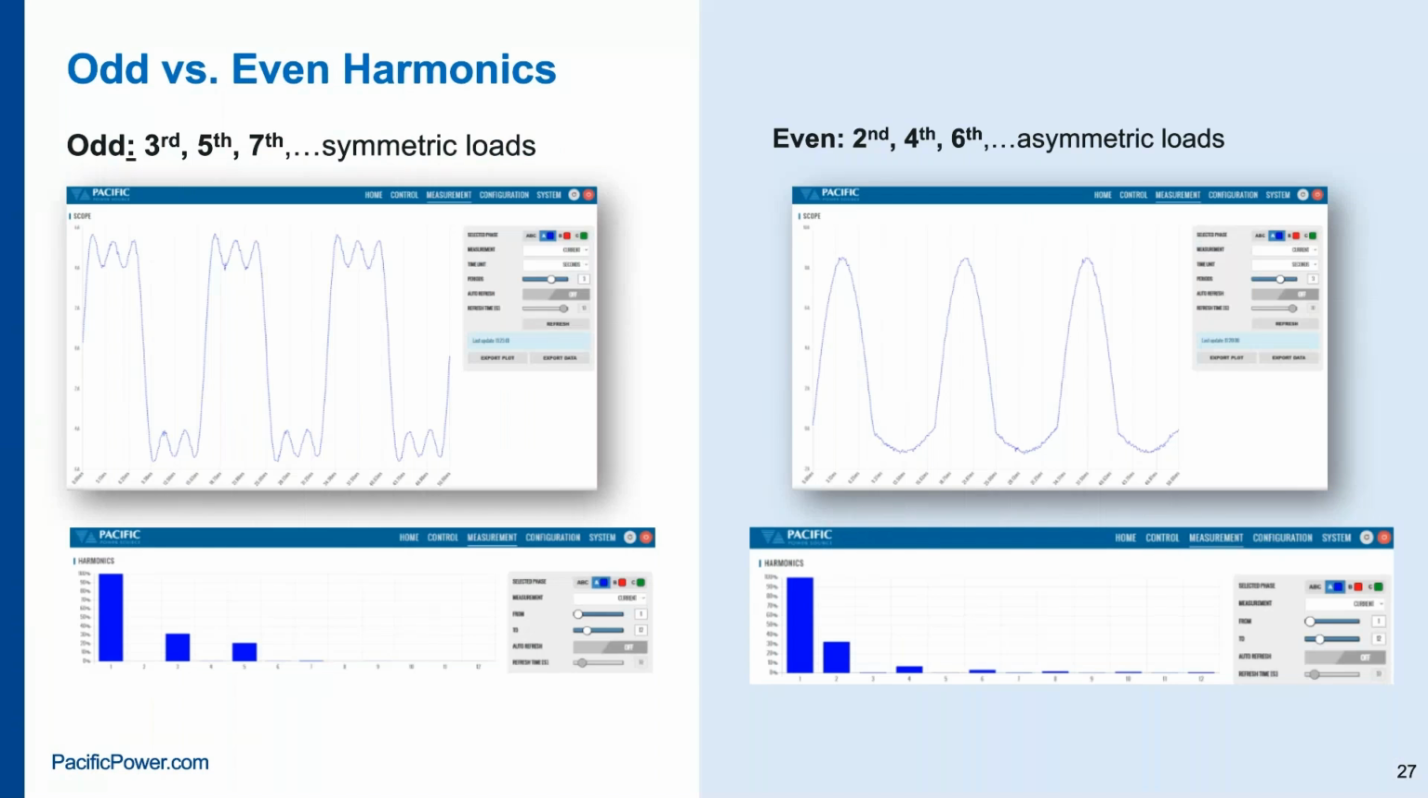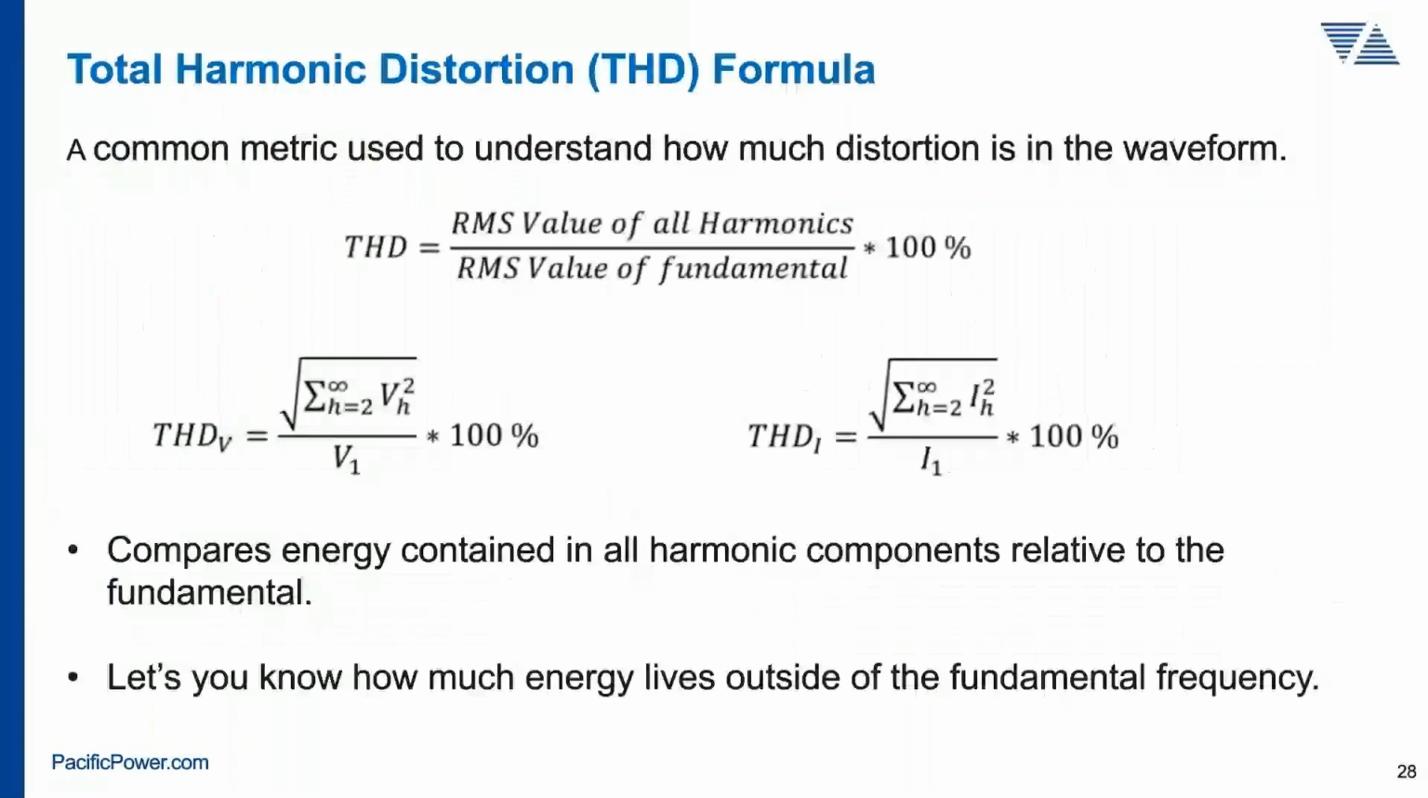Lastly, the total harmonic distortion, THD. This is what it normally gets distilled to. A lot of people in industry basically just look at this metric. It is a common metric used to understand how much distortion is in the waveform. I've listed the formula here, but basically it compares the energy contained in all the harmonic components relative to the fundamental. In other terms, it lets you know how much energy lives outside of your fundamental frequency.